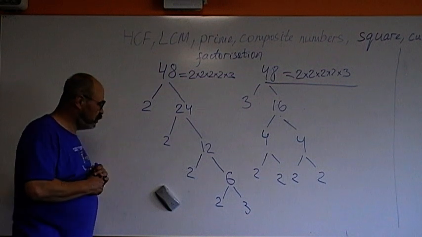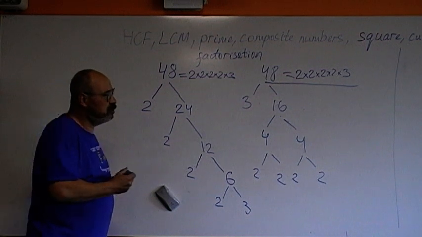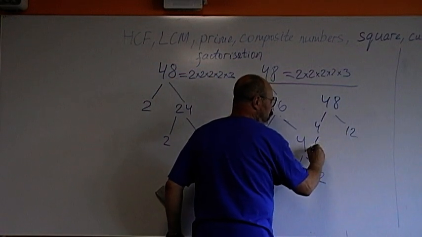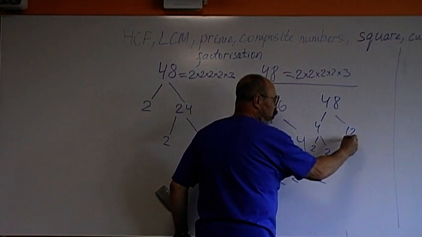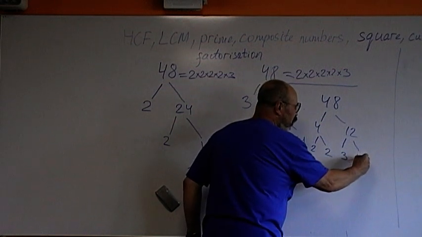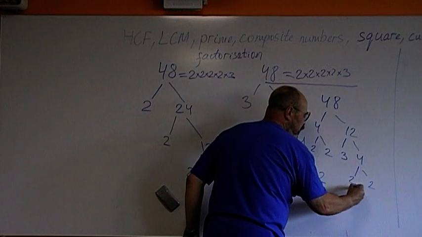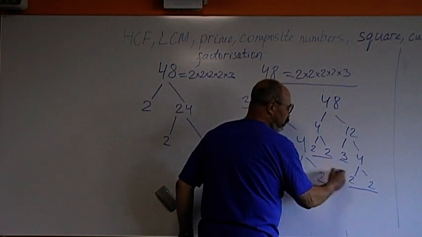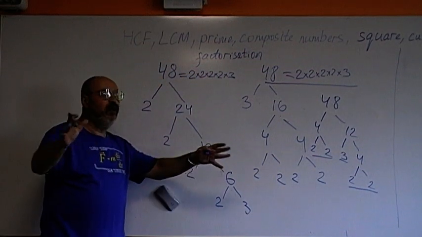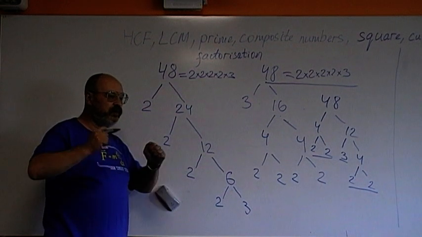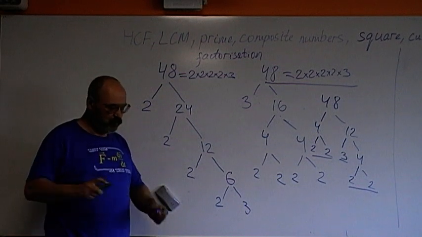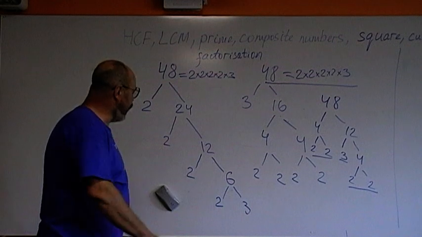Could you do 4 times 12? Yes, good. You get 4, 12, 2, 2. Do you want 12, 6, 2, or 3, 4? What do you want? 3, 4, 2, 2, 2, 2. Again, you get the same result. At the very end, we get the same 4 2's and 1 3. Anyway, it works. You stop only when you get to the prime number. You keep building the tree until you get to prime numbers. Make sense? Yeah. Okay.